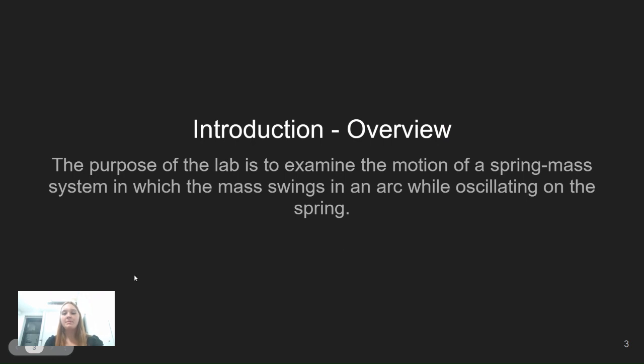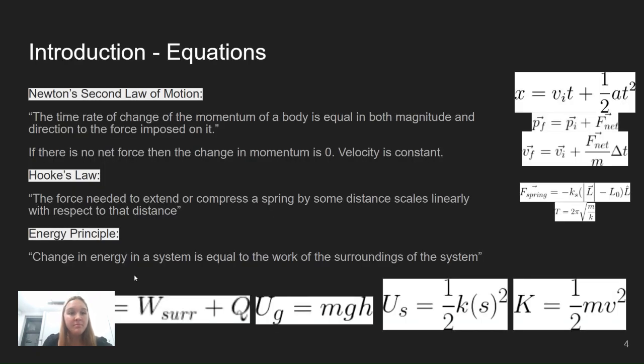Introduction: the purpose of this lab is to examine the motion of a spring mass system in which the mass swings in an arc while oscillating on a spring. The equations I used were Newton's second law to get me the velocity update formula as well as the position update formula. There is no net force, so the change in momentum is zero. Therefore, the velocity is constant.